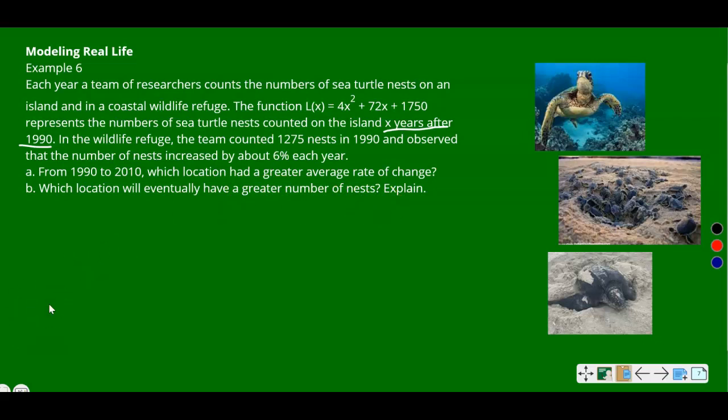All right, so we're only going to look at part A for now, so we need to find the average rate of change for two functions. The first one is L of x, that's given, and the second one tells us that at the starting year, they have 1,275 nests, but it increases by 6% each year. So if you remember, when we're talking about increasing by a percent each year, that's going to be exponential. So that's an exponential function. Because this is the refuge, let's just use R of x.